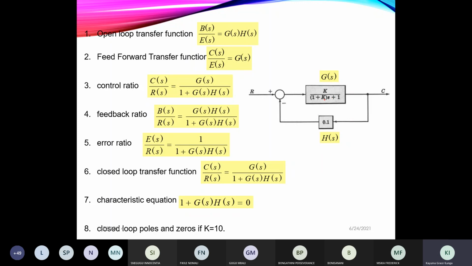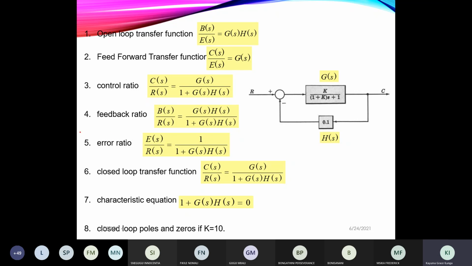So you can also replace, in place of J of G, you put G there, and then you put H there. You can calculate. Use this. This is the value that we are going to use in this one. So you can solve it and get the control ratio. So you have the formula.